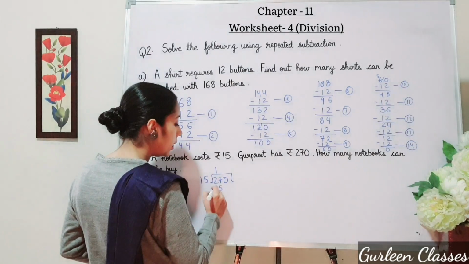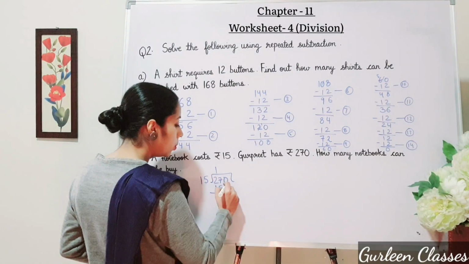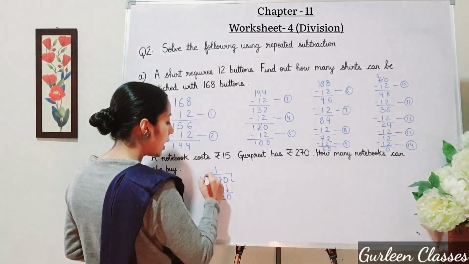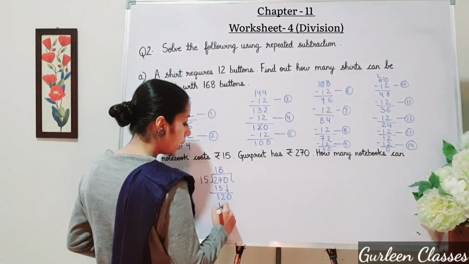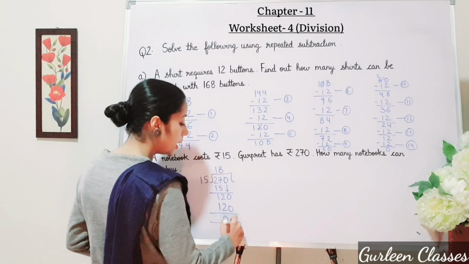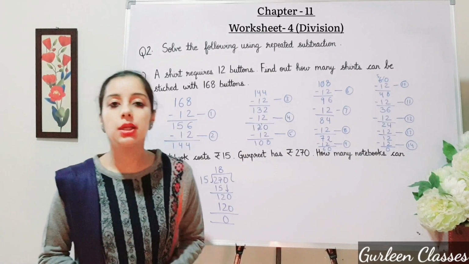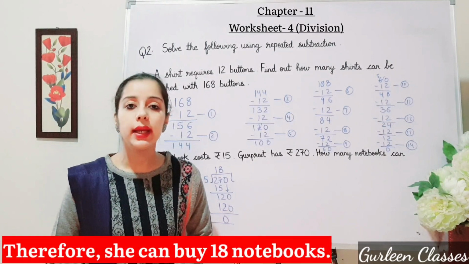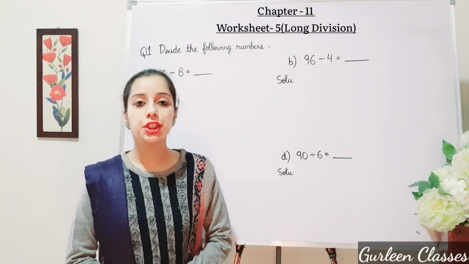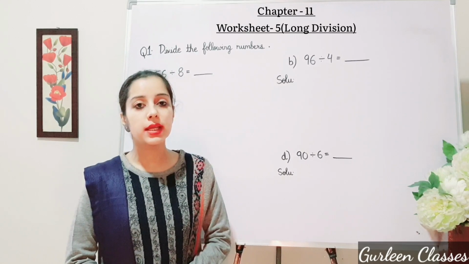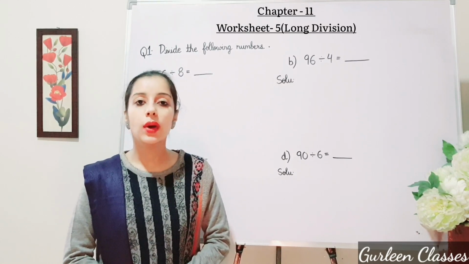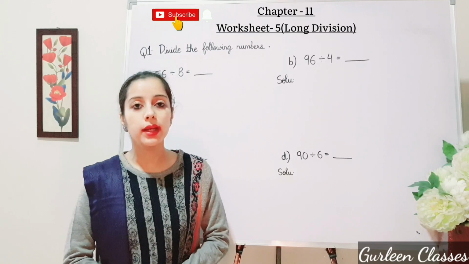15 ones are 15, 120, and 15 eights are 120, and remainder is 0. So how many notebooks can she buy? She can buy 18 notebooks. So now worksheet 5. This worksheet is based on long division. Question number 1. Divide the following numbers.